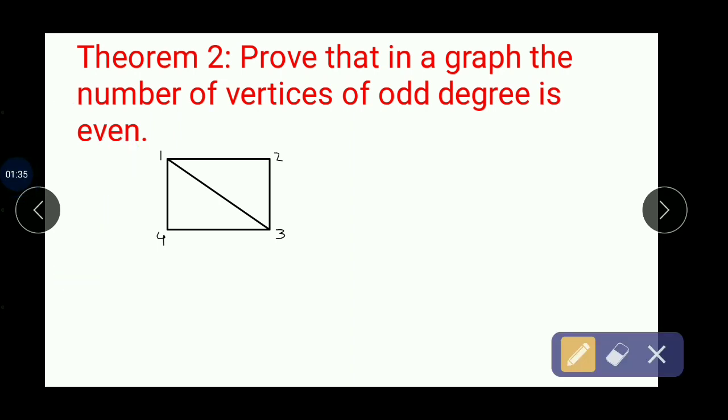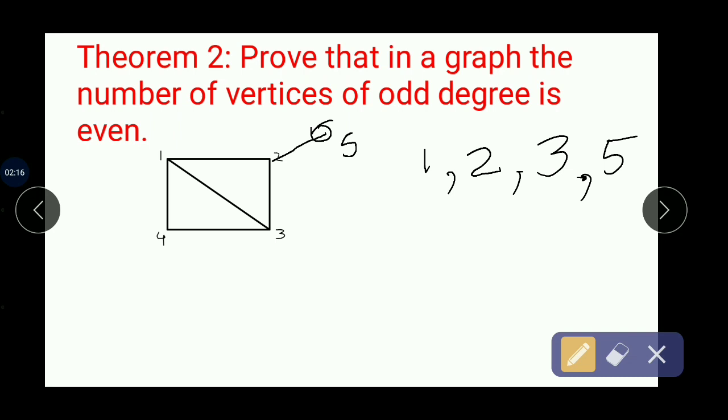Let me add one vertex here. Now how is the degree changed? I will name this vertex 5. So the degree of vertex 1 is 3, which is odd, so I'll write all the odd degree vertices here. Degree of vertex 2 is 3, so 2 also has odd degree. Degree of vertex 3 is also odd. Degree of vertex 4 is 2, so I'll not write it there. And degree of vertex 5 is 1, which is again odd.